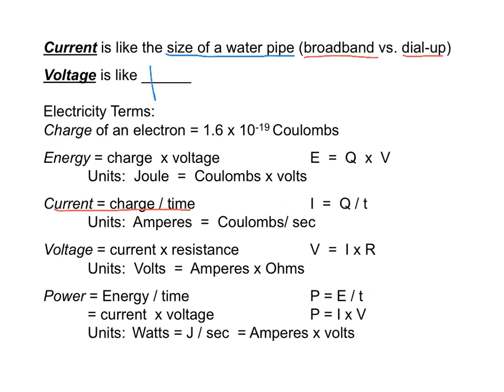Voltage is like pressure. Pressure is the force that pushes water through a hose. Voltage is the force that pushes electrons through a wire. Resistance is like the nozzle on a hose, which controls the flow rate and the pressure. So resistance changes the voltage and the current. Energy is related to the amount of voltage required to move a charge. Power is the energy used or produced per time, which is also equal to current times the voltage.